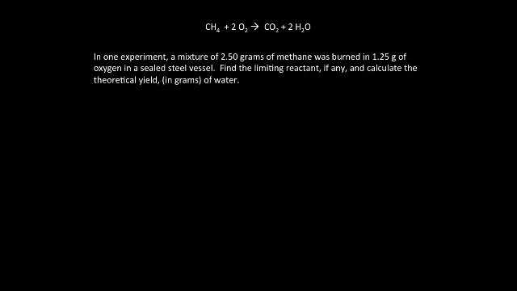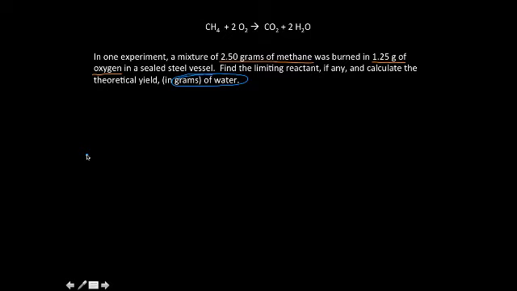So here's where we start. I'm going to go ahead and help you outline this information. First thing, you want to go through and see what you're given here. So I know I'm given 2.50 grams of methane and I'm given 1.25 grams of oxygen. And then they ask me to solve for the grams of water. We're trying to find out how much water we can produce.